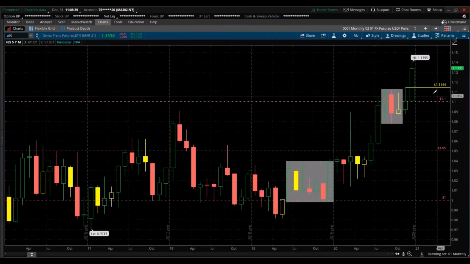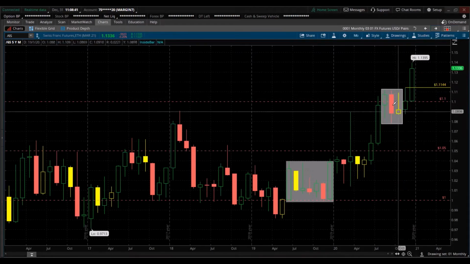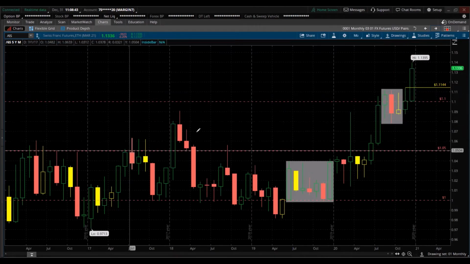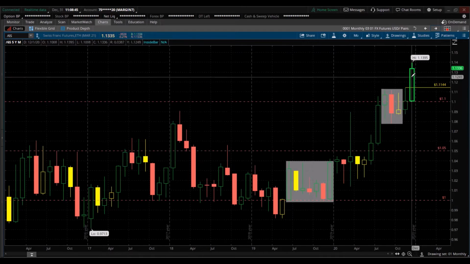Swiss franc took out the high of last month, broke above this consolidation phase. And for the past 5 years, we are at record highs. Safe haven currency.